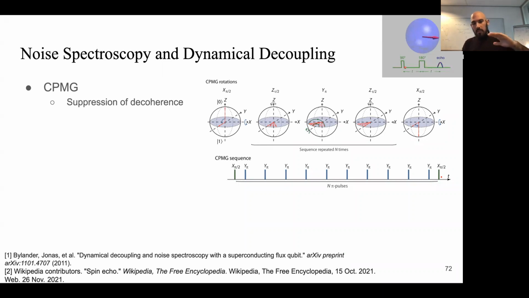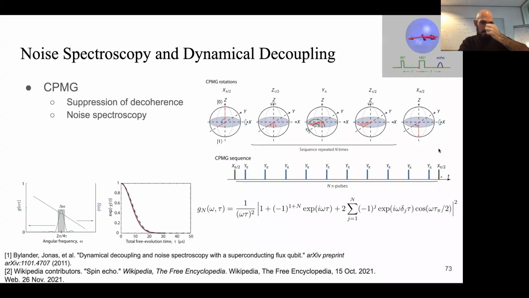And so I've put the time, the sequential picture, on the bottom and a picture of the Bloch sphere on the top. But this is a way to suppress decoherence, and CPMG is also relevant in noise spectroscopy.